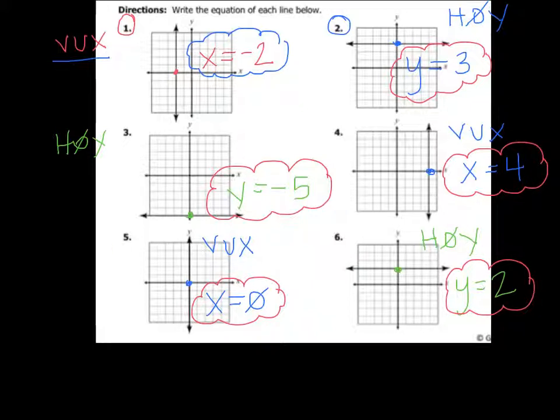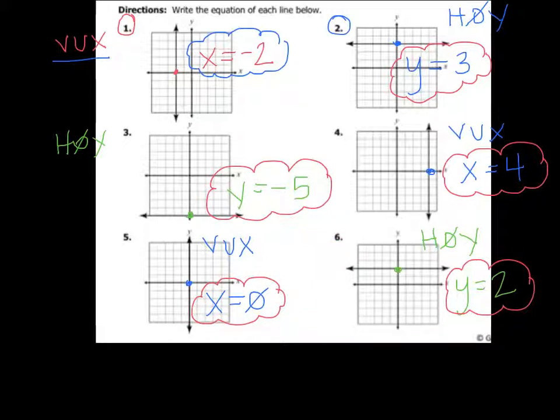For number 5, once again, this one was a little bit harder to see, but you can see the arrows right here. This vertical line was on top of one of the parts of my coordinate plane. It was on the y-axis, but that's okay. As soon as I saw it was vertical, I wrote VUX, and I just stick with what I know. A vertical line has undefined slope, and that is x equals. Where is this touching x? Well, it's touching at 0, so the equation of this line would be x equals 0.